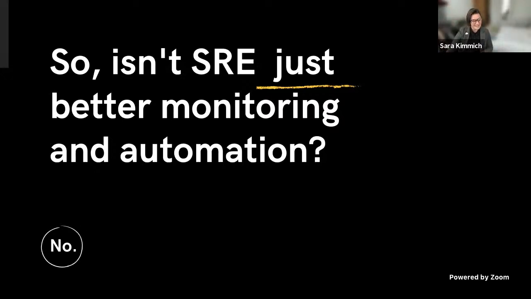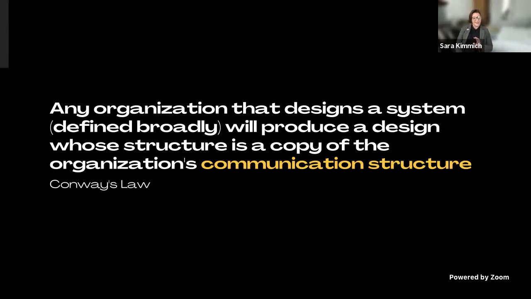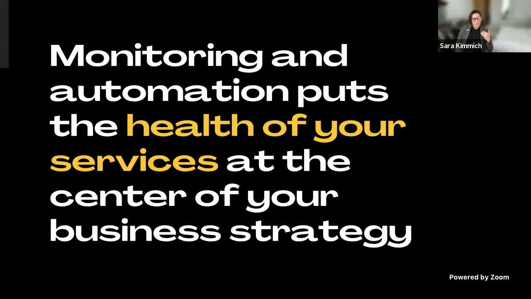And the reason for that is if you start to work in this way, we're all subject to Conway's law. Any organization that designs a system will produce a design structure that is a copy of the organization's communication structure. So we're shifting from having business intelligence that helps us to define our features. Yes, that's still important, but when we're monitoring and putting automation at the center of what we're doing, the health of our services starts to become the center of your business strategy, right?